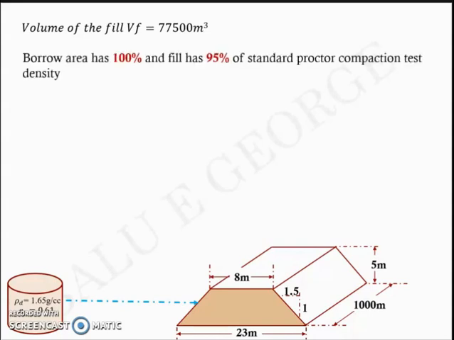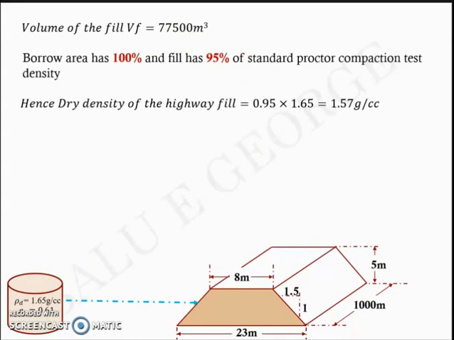Which is already given in the question, from which we can estimate the dry density of the highway fill. The dry density of the borrow pit is given as 1.65 gram per cc here, and we know the fill will have 95% of it. So the dry density of the fill is 0.95 into 1.65, which is 1.57 gram per cc. So now we have the volume of the fill in the embankment and the dry density of it, right?